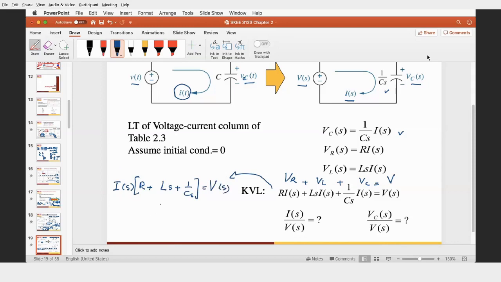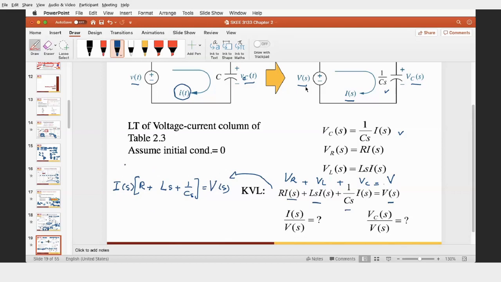Input. So VL plus VR plus VC equal to V. So you substitute what is VL, what is VR, what is VC. Substitute this value and group this one. But the question is find VC over V.